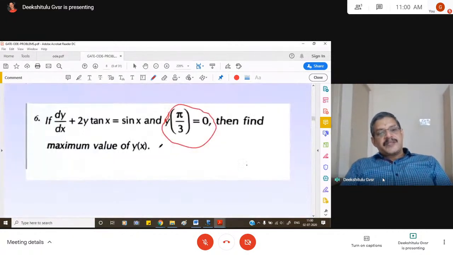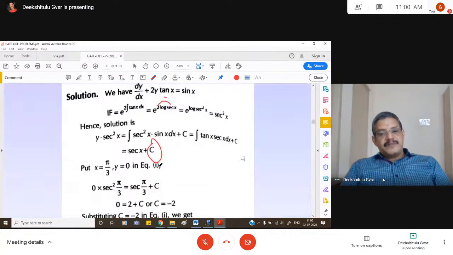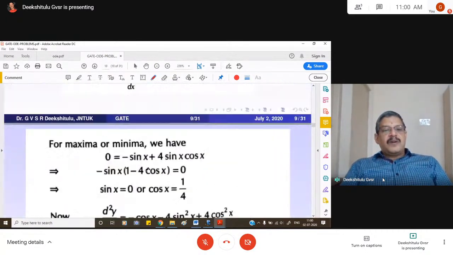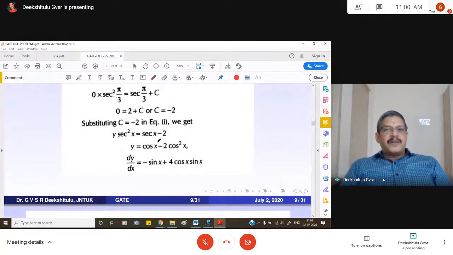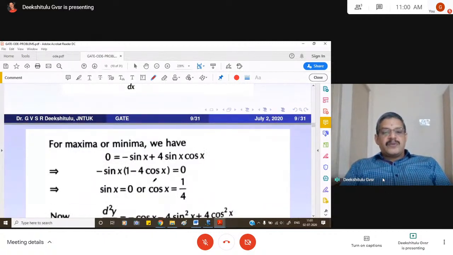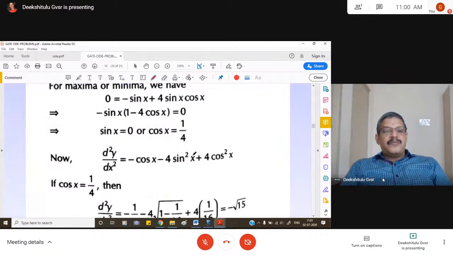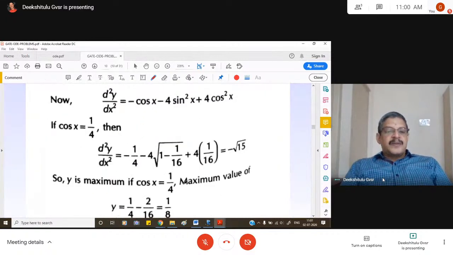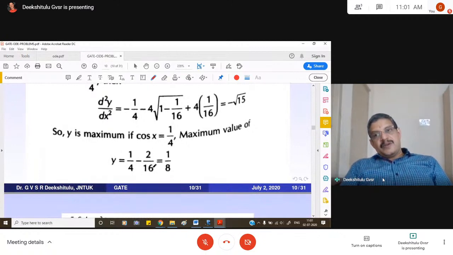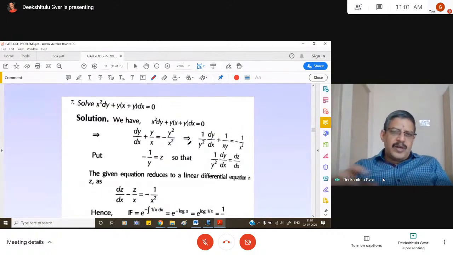And the question is further extended. Find the maximum value of y of x. Till now what we have obtained is y. For the maximum or minimum, we first set the first derivative of this equation equal to 0. So your dy by dx is minus sin x plus 4 cos x sin x equal to 0. Sin x is 0 or cos x is 1 by 4. Then find the second derivative. Whenever the second derivative is less than 0, we have a maximum at that point, and when it is greater than 0, we have a minimum at the point. Using that argument, we can find the maximum value of this f of x or the solution.